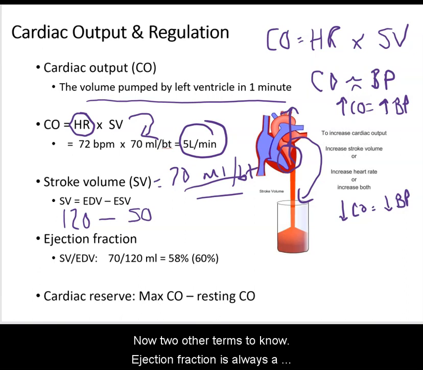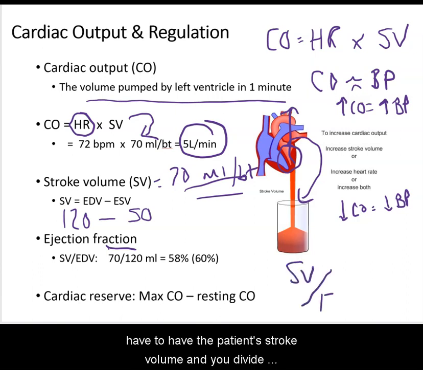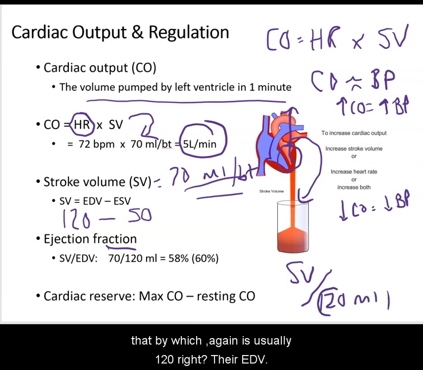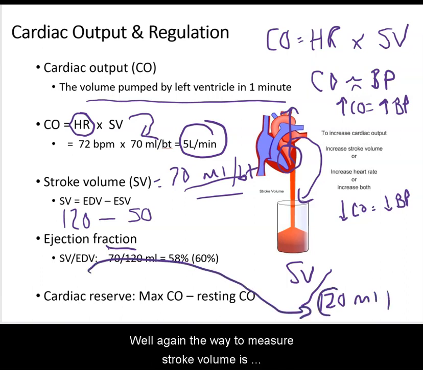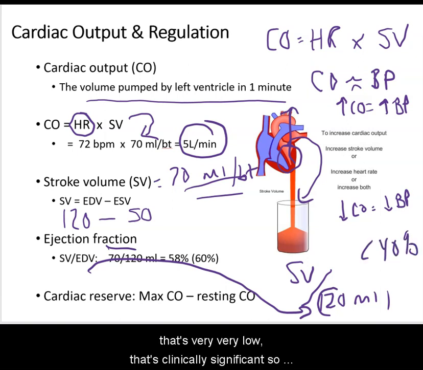Now, two other terms to know. Ejection fraction is always a percent fraction. What you do to calculate this is you have the patient's stroke volume and you divide that by their EDV, which again is usually 120, right? Well, again, the way to measure a stroke volume is really an echocardiogram. It's kind of hard to measure it. And so they calculate this and it's just showing you the percent of blood that leaves the heart. And it should be around 60%. The lower the ejection fraction, the more diseased the heart. In fact, if it's below 40%, that's very, very low. That's clinically significant. So a patient with heart failure will have a decreasing ejection fraction.